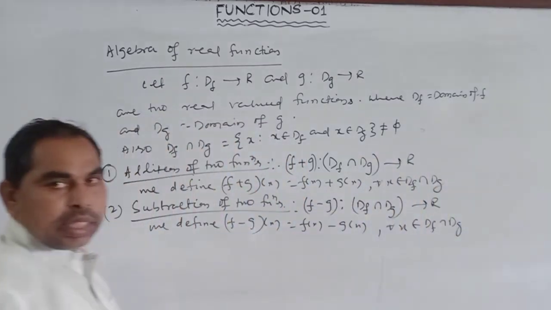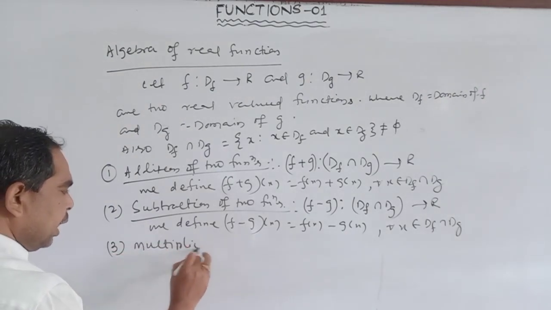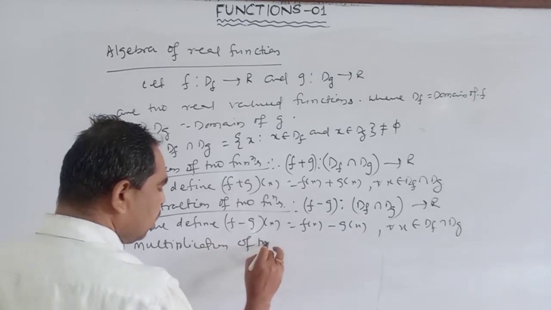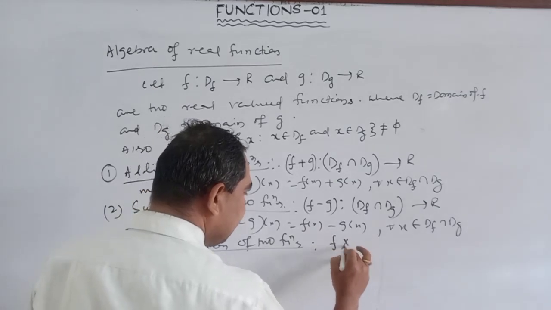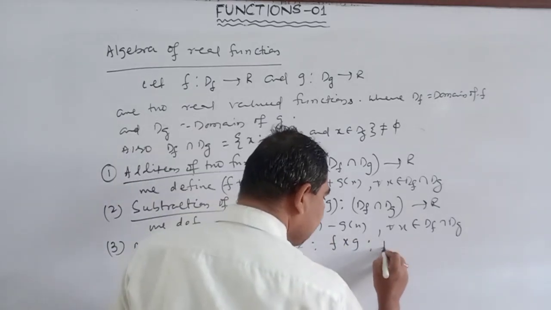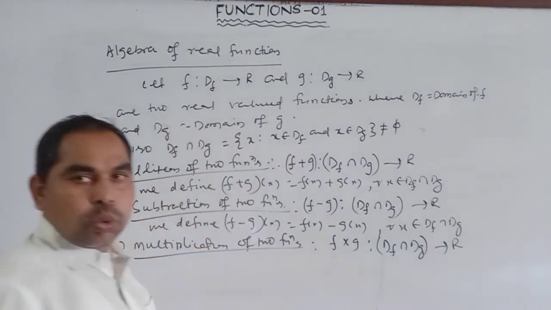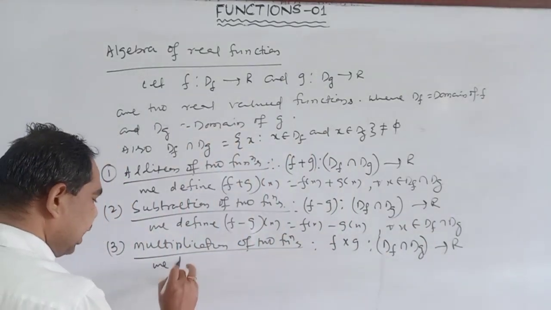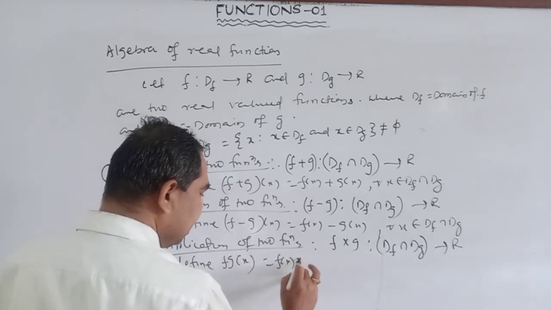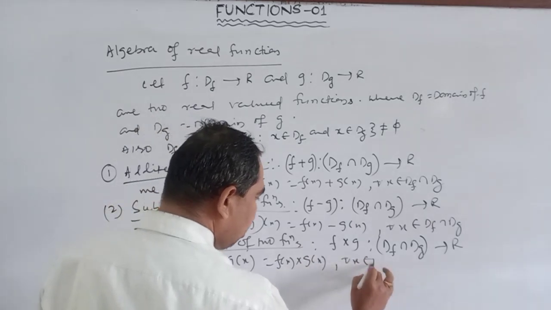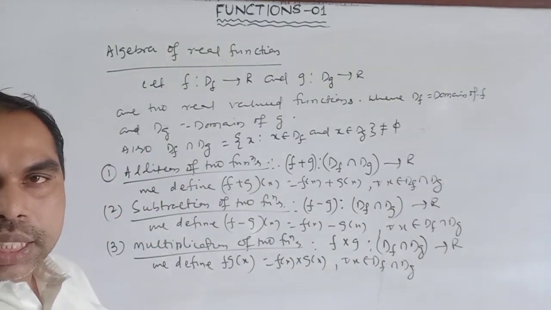Third one, multiplication of two functions. So f into g such that domain of f intersection domain of g to real number R. We define fg of x is equal to f(x) into g(x) for all x belongs to domain of f intersection domain of g.